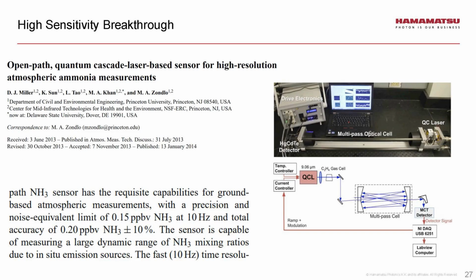And here's an example of an ammonia measurement made in the open atmosphere. This is a group led at Princeton, led by Mark Zondlo, who I work with quite a lot. They made a system that is deployed in the middle of a field, and they are achieving ammonia measurements on the order of parts per billion. Now, they are achieving parts per billion sensitivity in the middle of an open field.